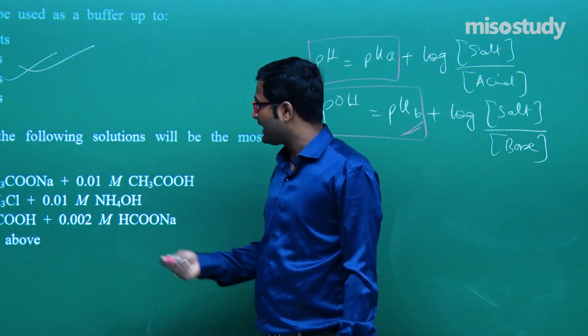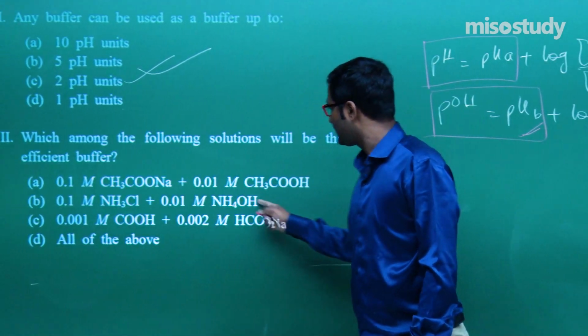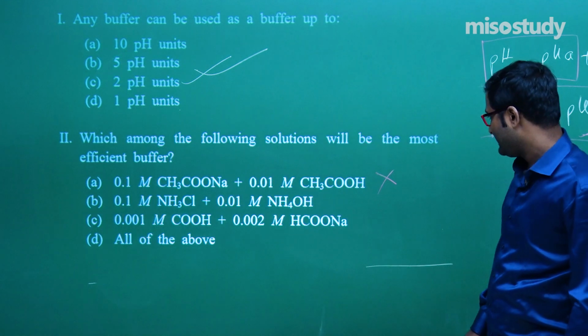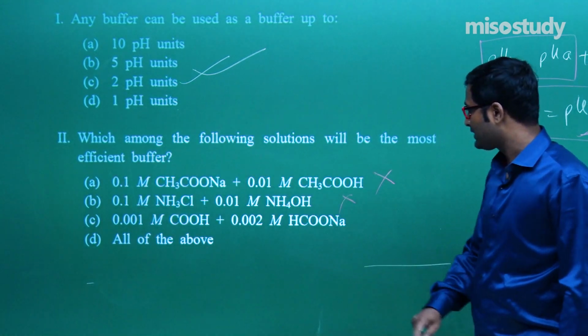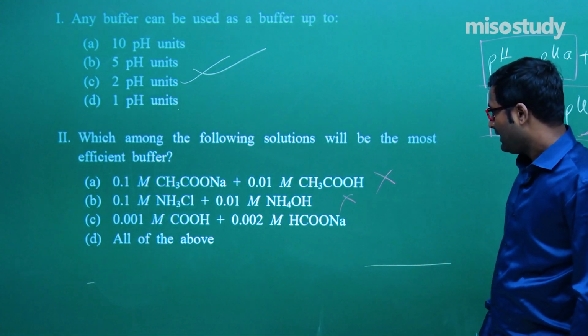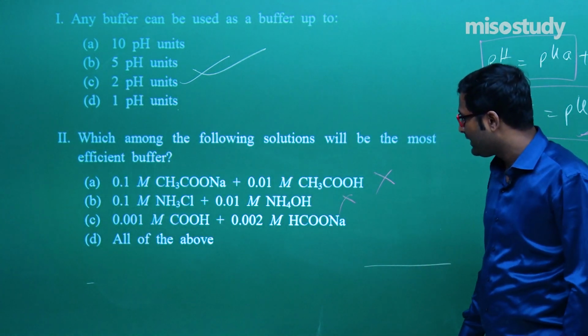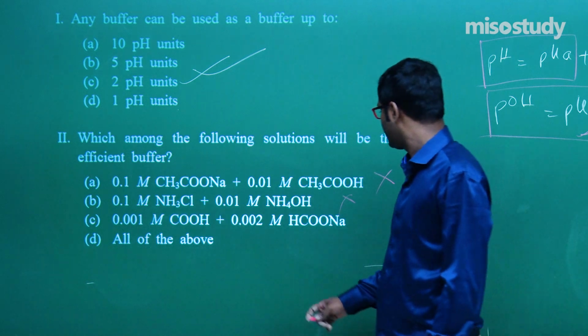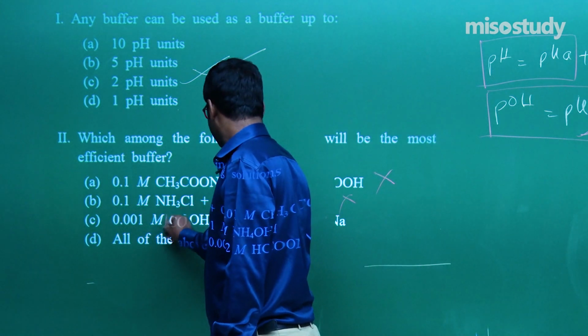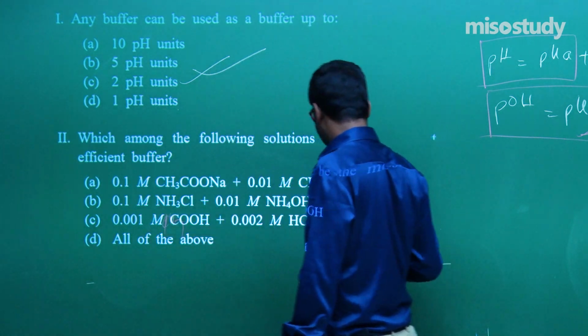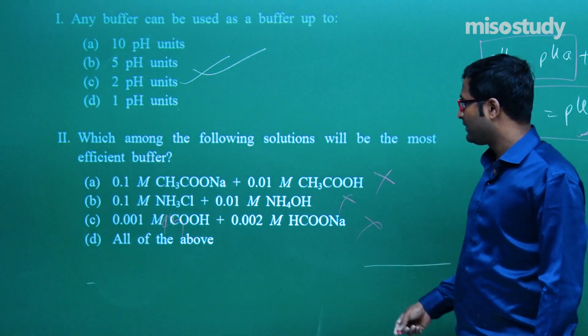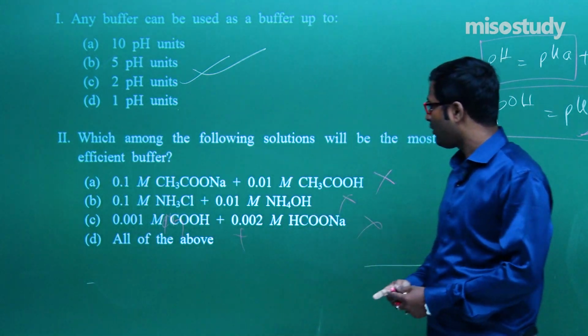Now find out which one has this. This one is not, the concentration of salt and acid is not equal. NH4Cl, this one is also not an answer. And 0.001 molar KOH, this is CH3COOH, this is not an answer, and all of them are not possible. So in this case all options are wrong.